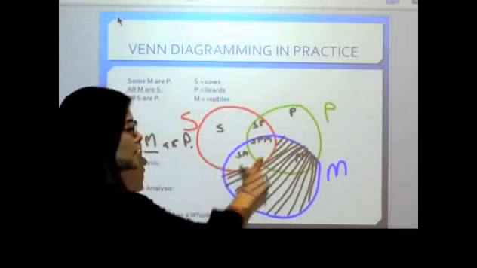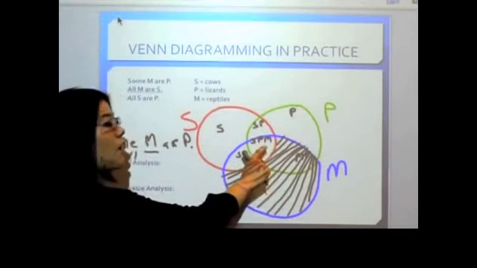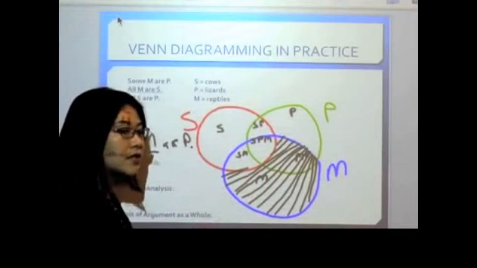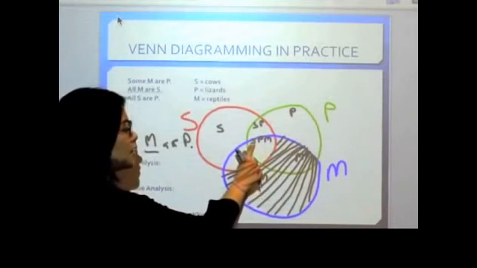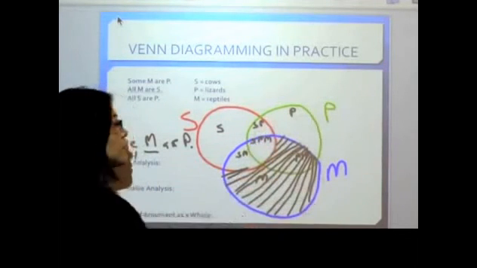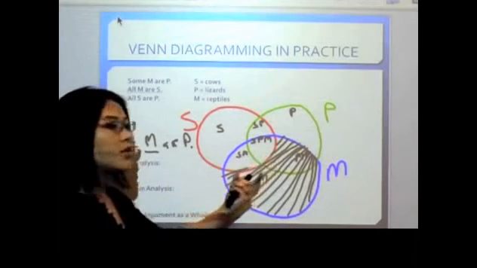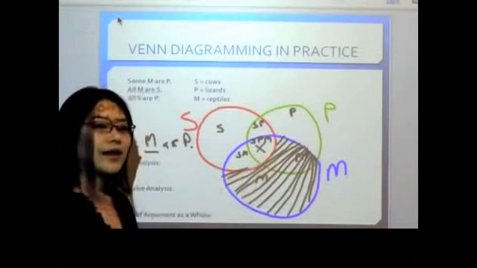This area then is an area where you have things that are P's and M's. Okay? Although they are also S's. But it doesn't really matter if they're also S's, because that still means that there are P's and M's, because this is an area that's an S, P, and M. Okay? So because we only have one area open to us, we put our X inside that area.